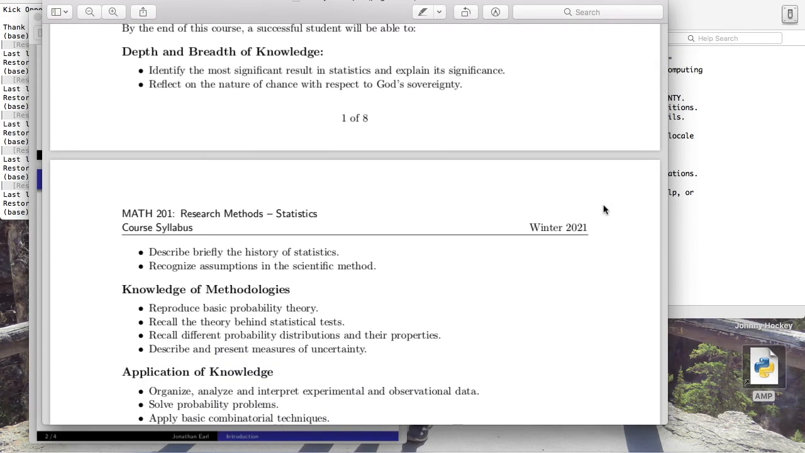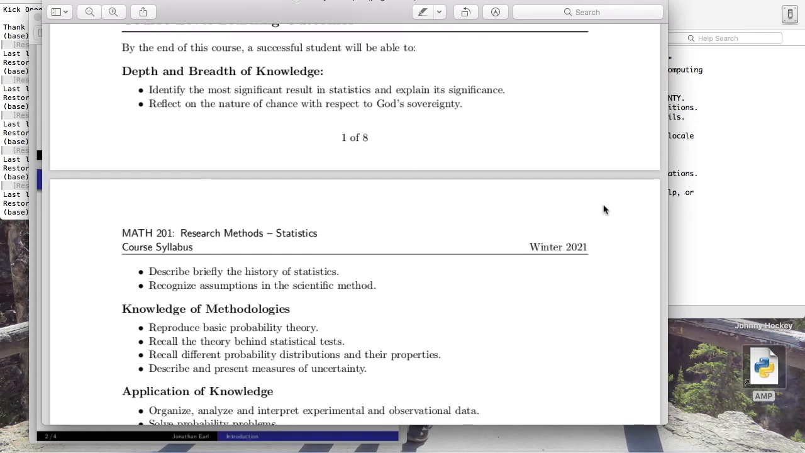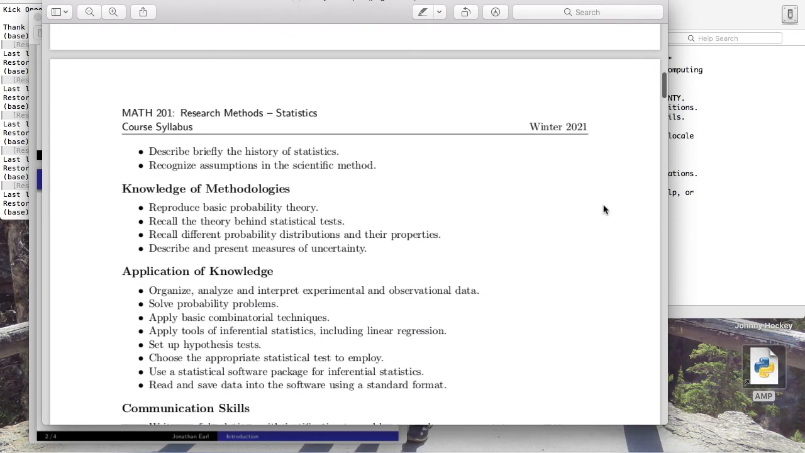We have various learning objectives that we ideally will hit by the end of the course.